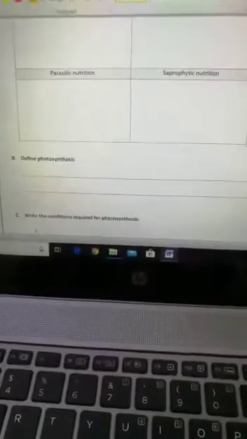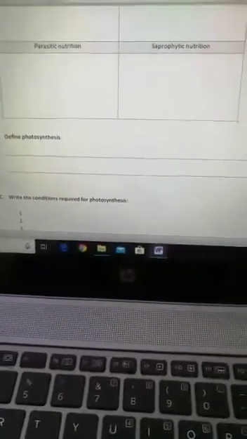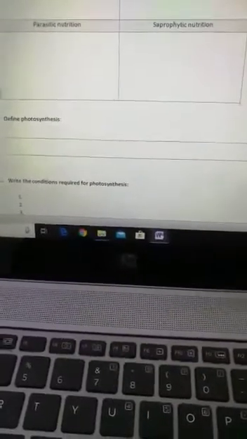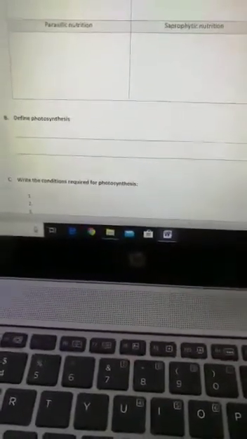Part B is define photosynthesis. Photosynthesis is actually the process by which plants use solar energy and prepare their own food. You can write this answer here.